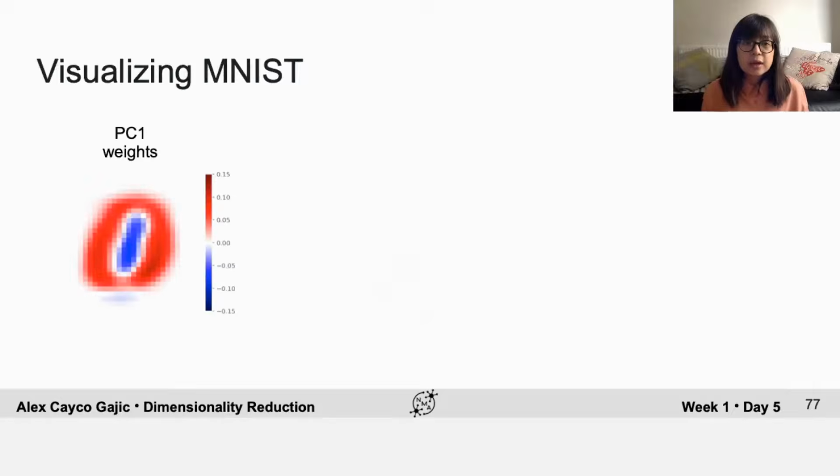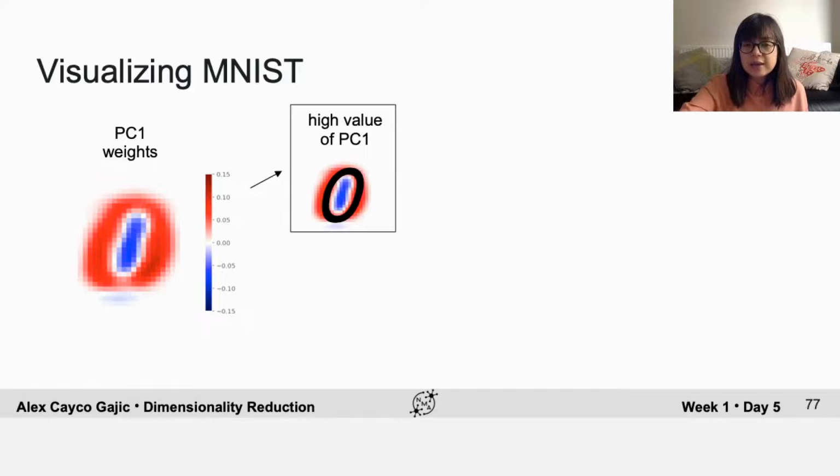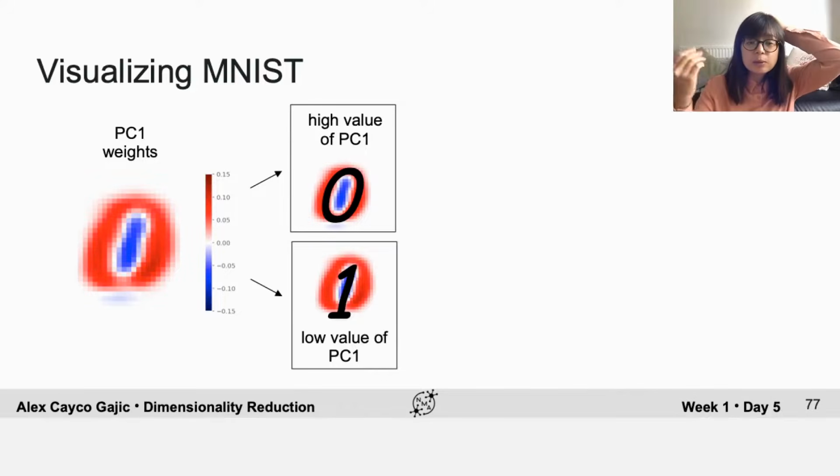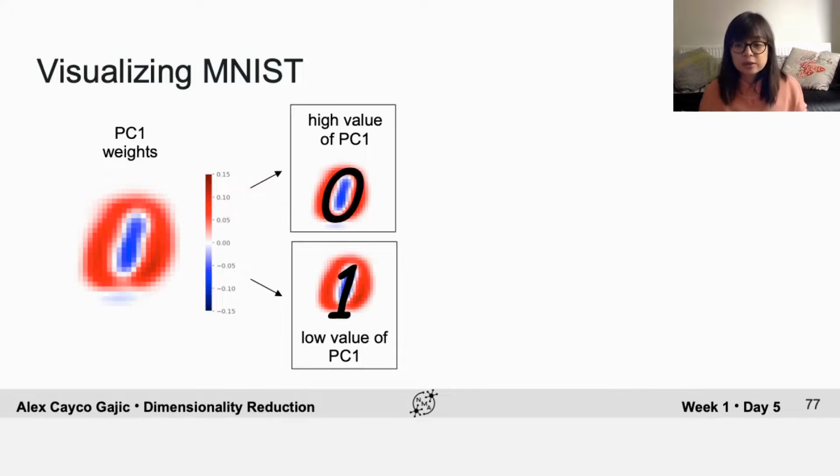Now, what about the MNIST data set? Well, we saw in the previous tutorial that if you look at the weights corresponding to the first principal component, it looks kind of like a superposition of a 0 and a 1. So what does that mean? If we have a sample that's a 0, that 0 is going to lie on the red lobes of the weights. And so when you take the dot product, you'll get a very high value for the score corresponding to the first principal component. On the other hand, if you have a sample that's a 1, that's mostly going to lie on this blue region in the middle. So you'll get a very low value of the first principal component score.